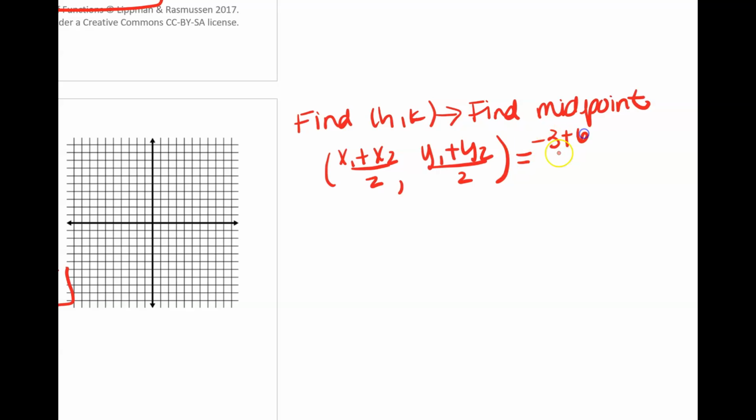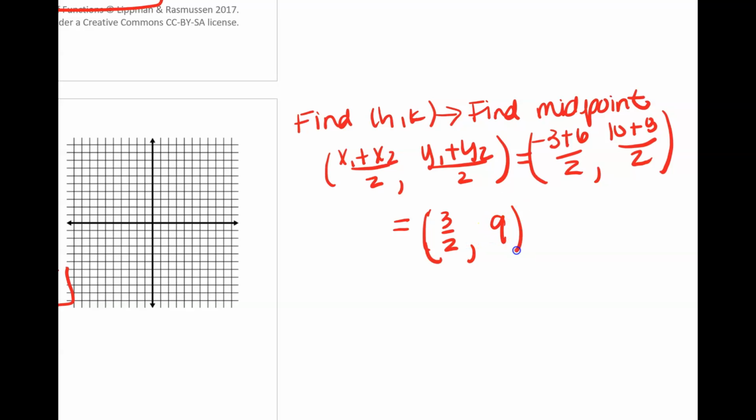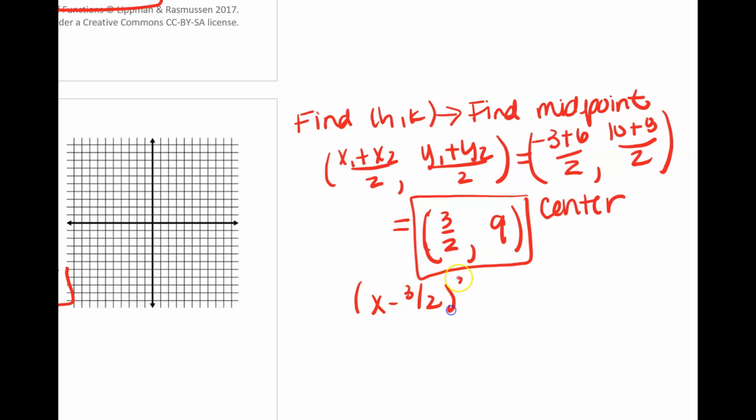So negative 3 plus 6 over 2, that would be my x. And 10 plus 8 over 2, that would be my y. And so that's equal to, let's see, 3 over 2, comma, 18 over 2, so 9. And now we have our center, and we can write this equation. So this would be x minus 3 halves squared plus y minus 9 squared is equal to our radius squared.